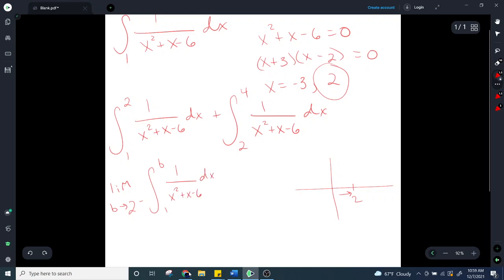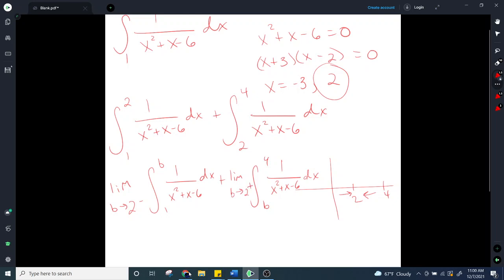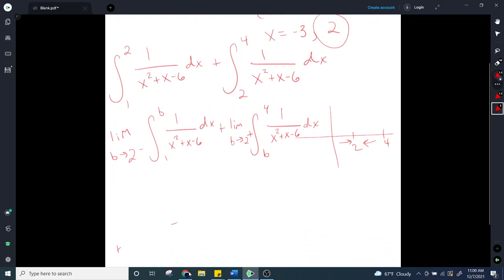All right, and then the other one, we're going from 2 to 4, so we'd be approaching 2 this time coming from the right. Here, let's do it this way first. We'd go from b to 4 of the same function, and we would say the limit as b approaches 2, this time coming from the right. And these would be the two limits and integrals that you would work out.